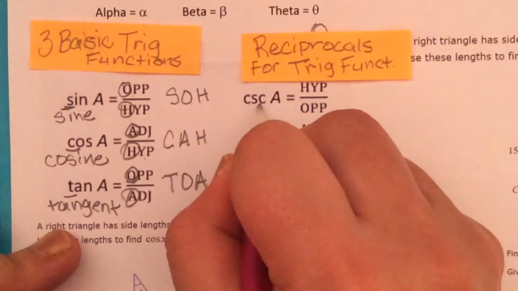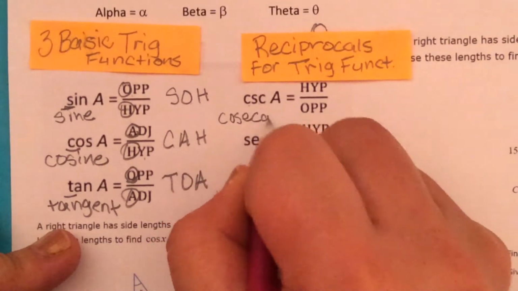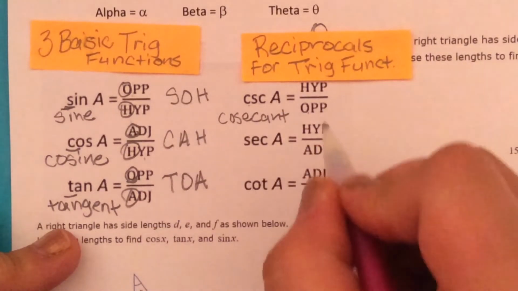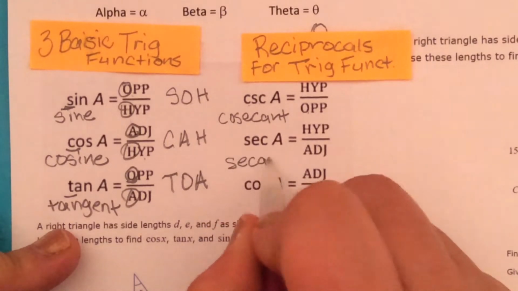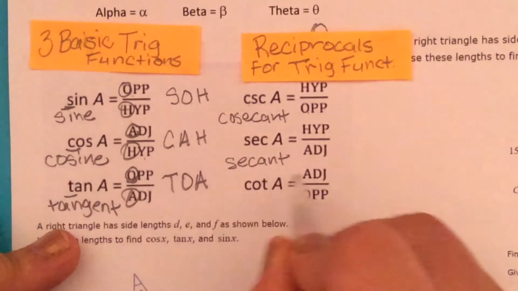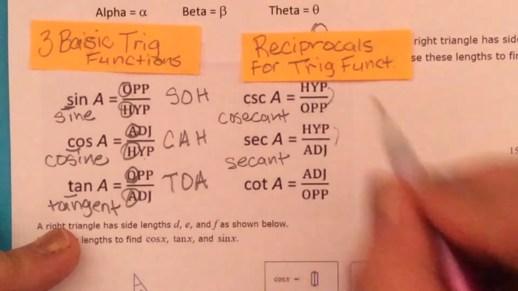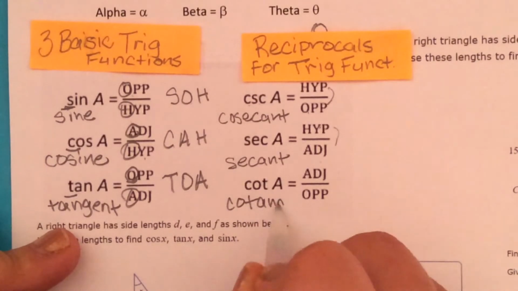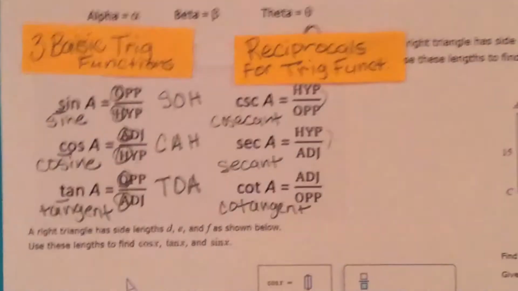And then this is the cosecant, which is the hypotenuse over opposite. It's just the reciprocal of the sine. And then this is the secant, which is the reciprocal of the cosine, which is hypotenuse over adjacent. You're just switching these. And then the cotangent. So I better not hear you guys say cot or the sec.